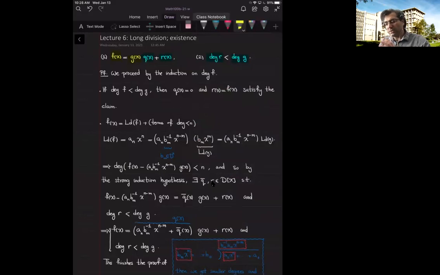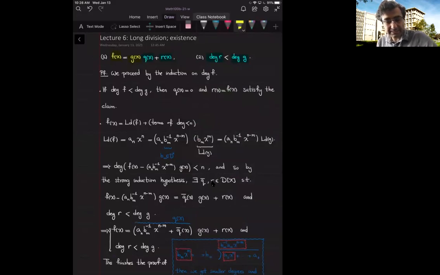So what do I mean by that? First, I will show that there are Q and R with these two properties, 1 and 2. Then later I will show that if I give you two pairs with the same properties, if Q1, R1 and Q2, R2, both of them satisfy these two properties, then I need to show that Q1 is indeed Q2 and R1 is indeed R2.